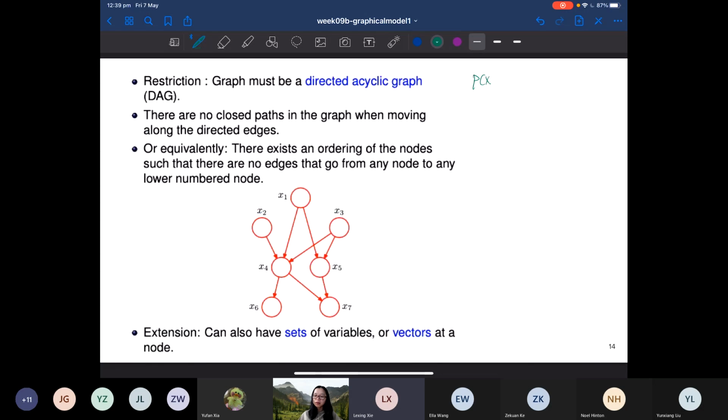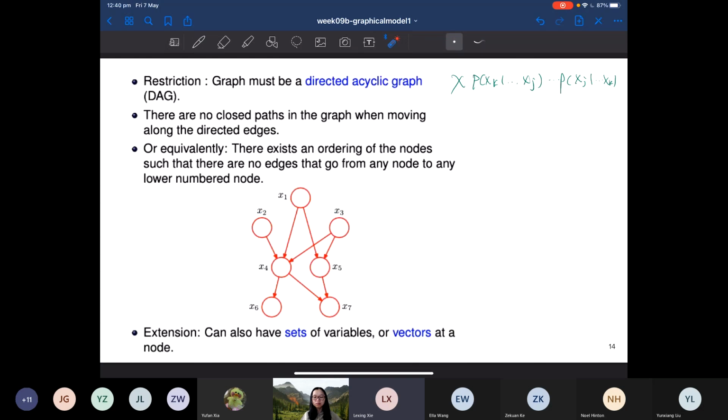P of xk given xj, and then P of xj given xk. So that breaks the intuitive ordering that we want, right? Yeah, to paraphrase this, because this directed acyclic graph is so important for Bayes nets, you shouldn't be able to find closed paths in the graph if we move along the directed edges.